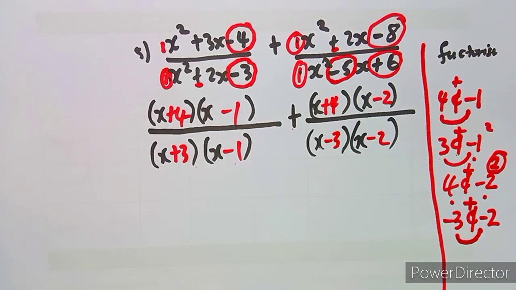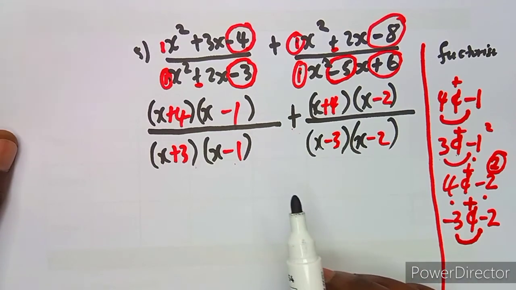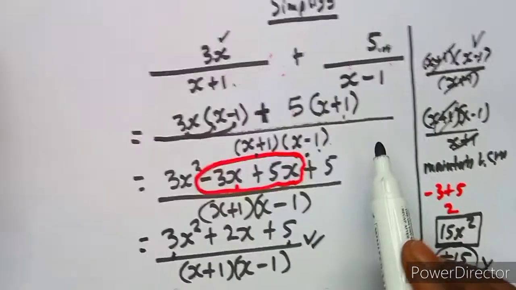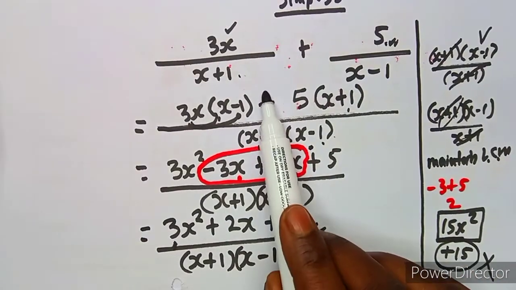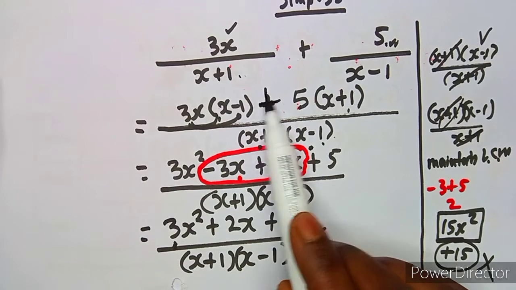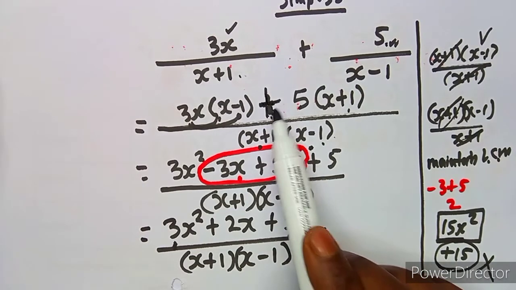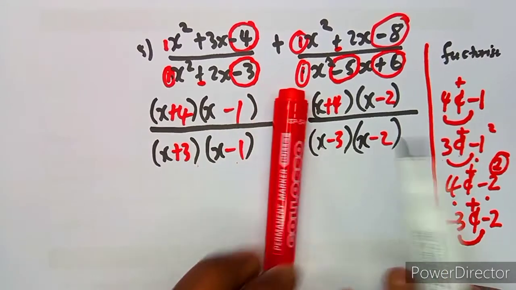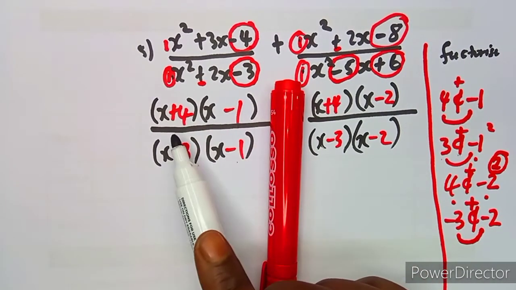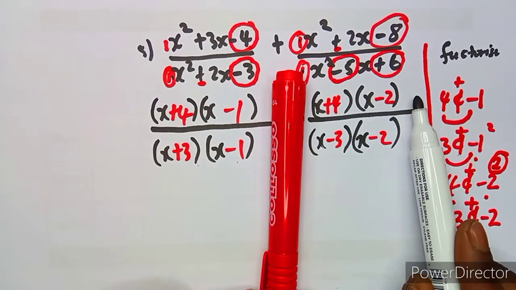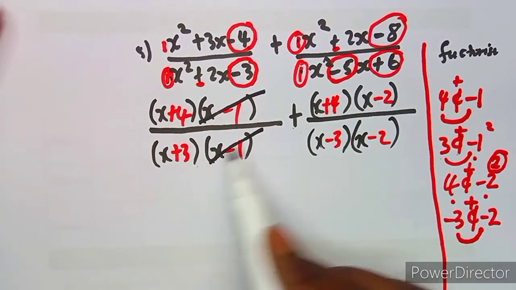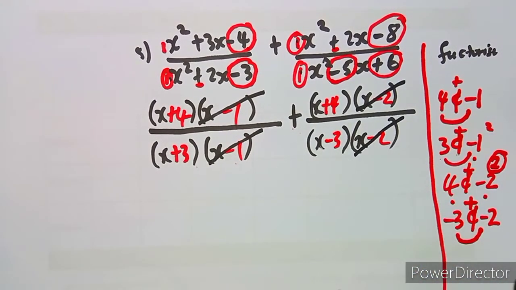We are not allowed to cancel in a condition like this, where the two fractions are separated by a certain sign, maybe a plus or a minus. But here, these are not separated. This is one fraction, so when possible, you can cancel. So this can cancel to this. This can cancel to this because they are the same.